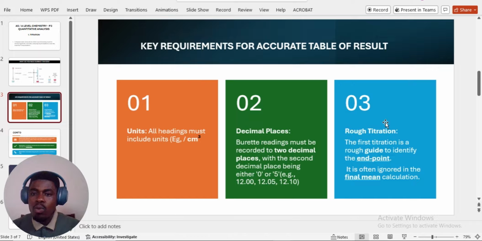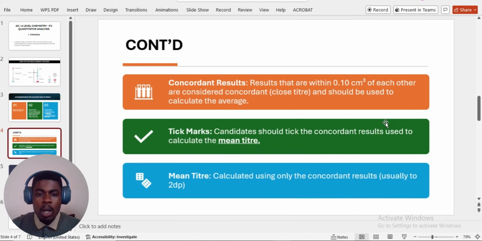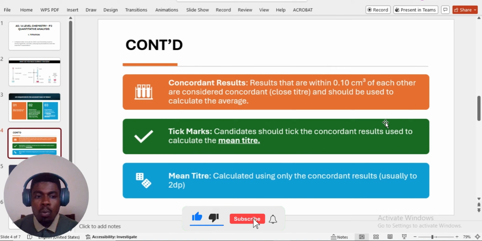Then the third one we can talk about is the rough titration. A rough titration is a guide that always helps us to identify or get our end point, and we don't include it in our final mean calculation or the average titer. With concordant, we always refer to values that are close to each other within 0.10 cm³. So when you perform the titration, you should have 2 or 3 values that are within this range, and once they are within this range, we call them concordant.